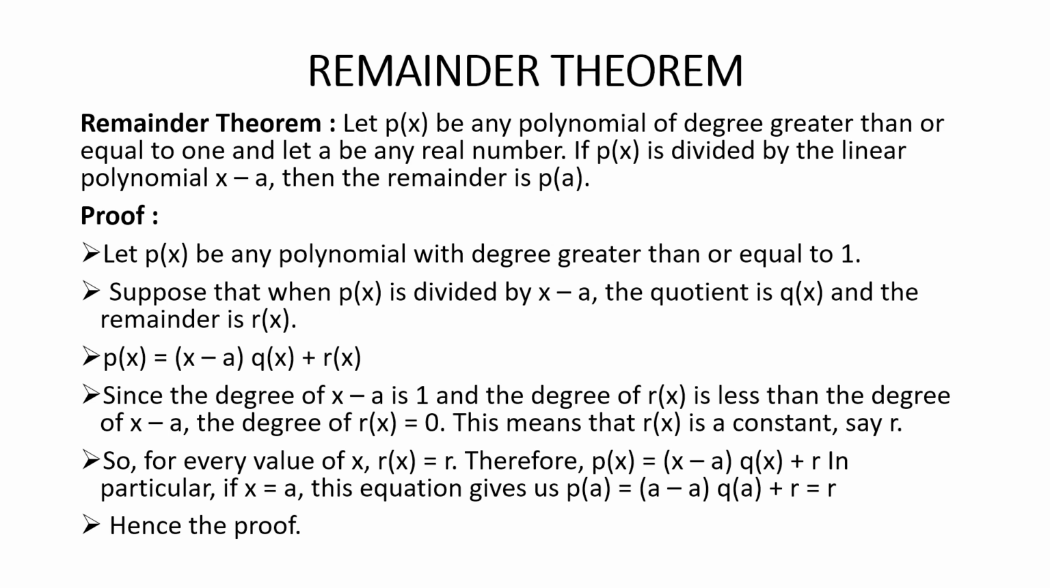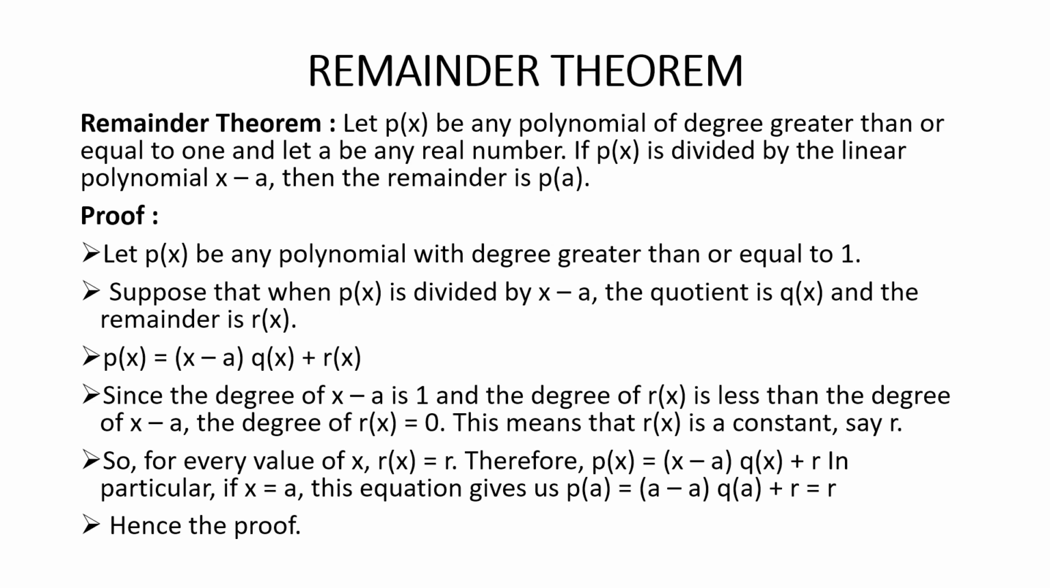If p(x) is divided by a linear polynomial x minus a, then the remainder is p(a). Let us try to see the proof. Here p(x) is any polynomial with degree greater than or equal to 1. Suppose that p(x) is divided by x minus a, which is a linear polynomial. The quotient is q(x) and the remainder is r(x). So we have the equation p(x) equals (x minus a) into q(x) plus r(x).